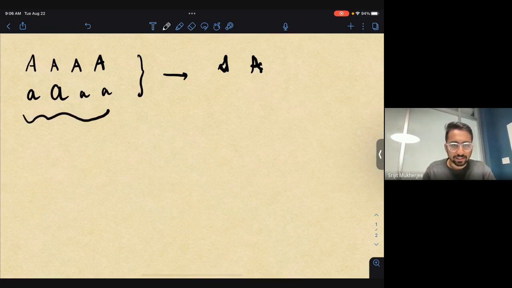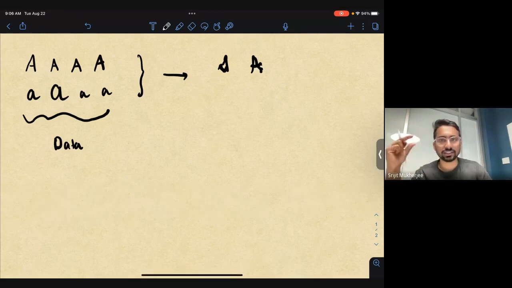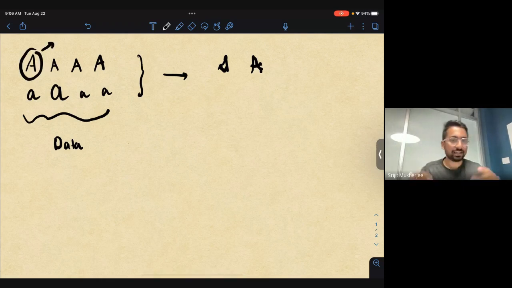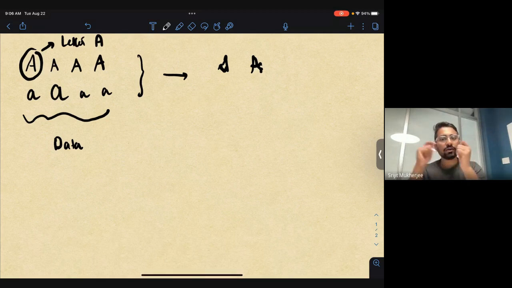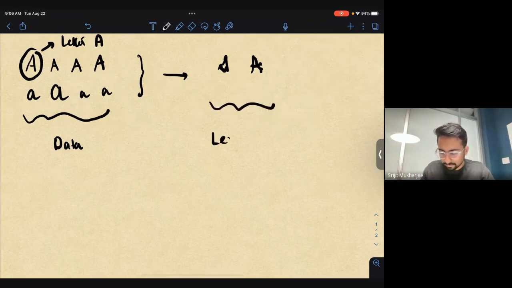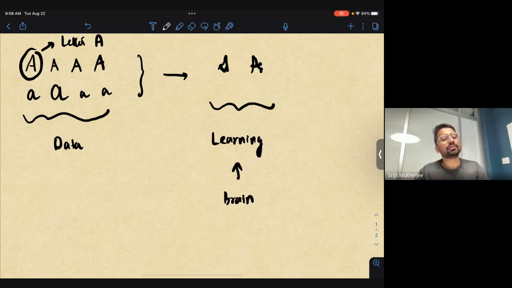So this is the idea of learning from data. The picture is the data, and the letter A is the output you're learning. Now, if I say write the letter A, you will probably try to replicate that data, the closest possible expression of it. So this is exactly what data is, and you're learning from it. Here, what is the machine? The machine is your mind, your brain, and you're learning from the data.